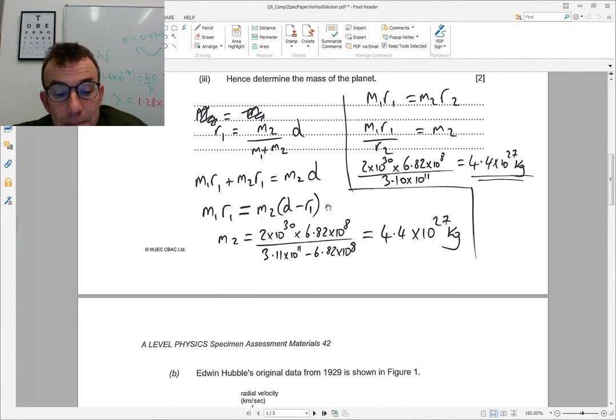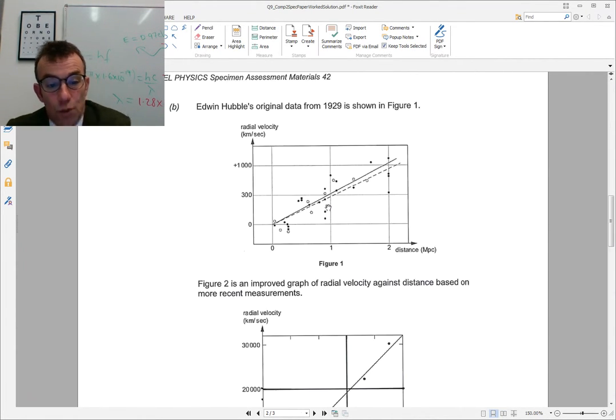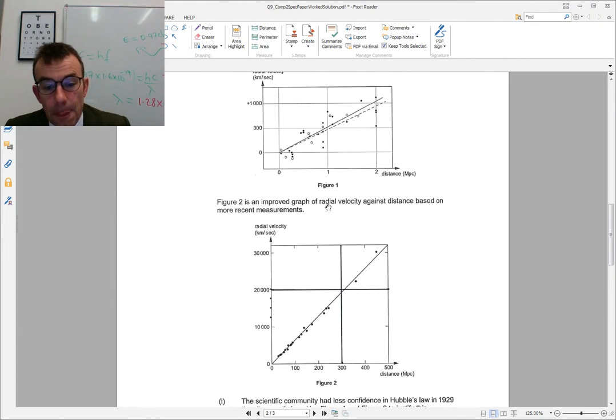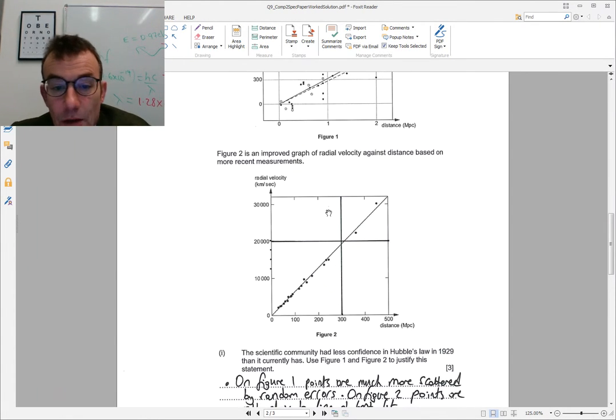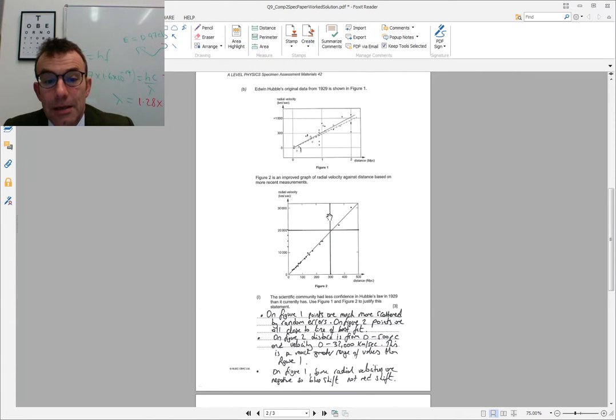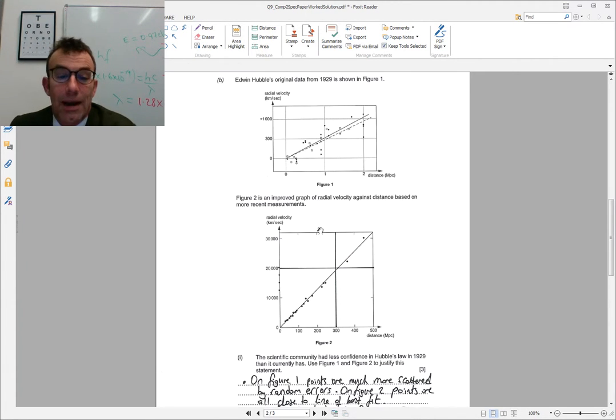And then we moved on to the second part, which is more about Hubble's law. There are 2 graphs, and you're asked to comment on them and say something intelligent. I'm going to zoom out so I can see all of these now. A bit too far, but I can see both graphs.